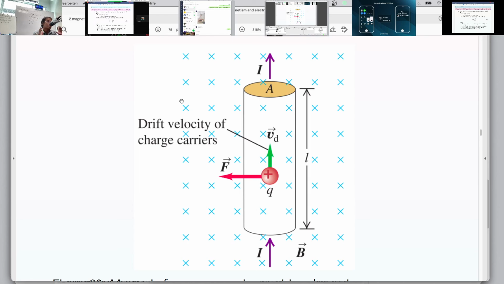Here it means that the vector is pointing into the plane. One cross sign represents one magnetic field line, and in this area there are many magnetic field lines.